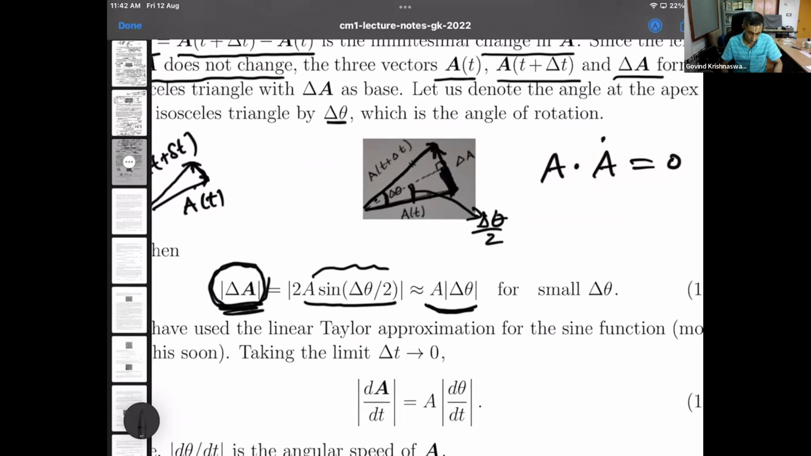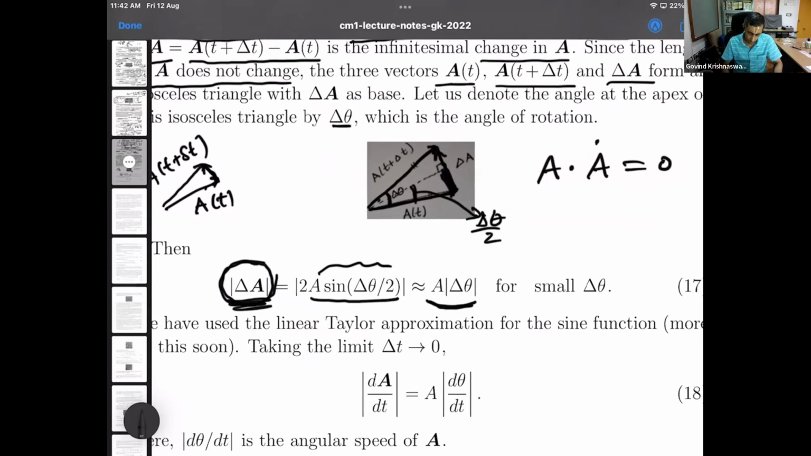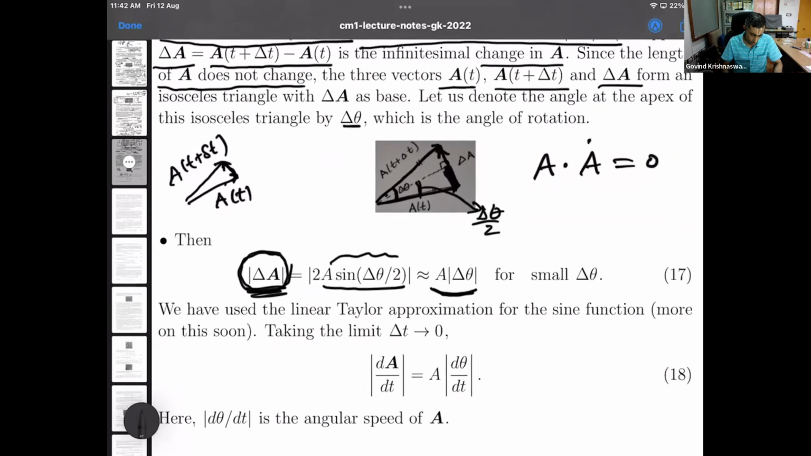So that was a long story. I hope you are following. As I said, we have used the linear Taylor approximation for the sine function, replacing sine of x by x for small x.